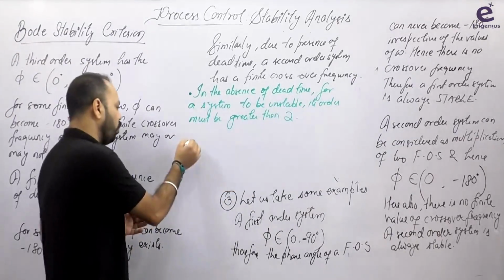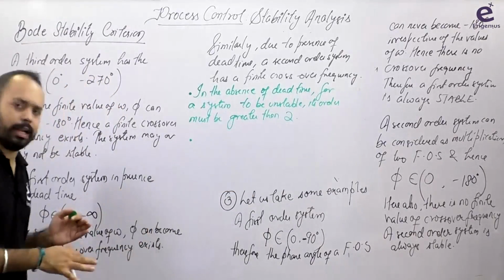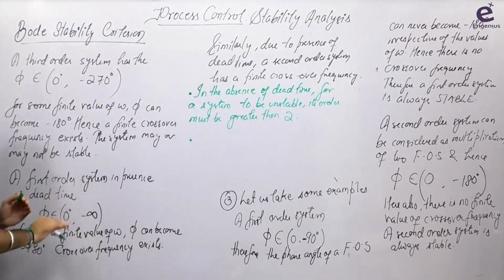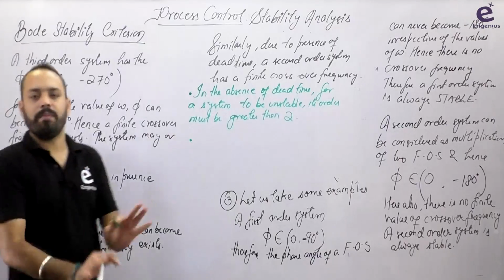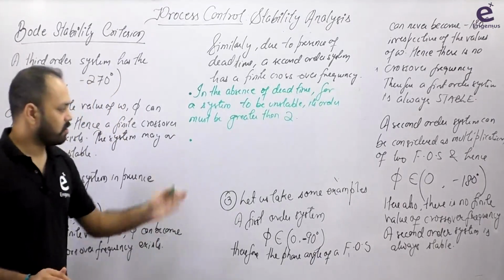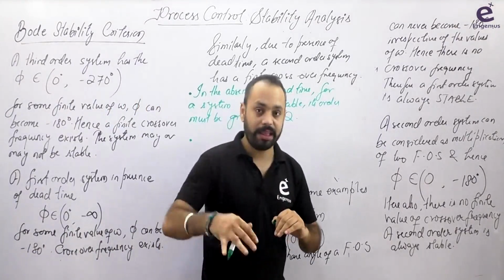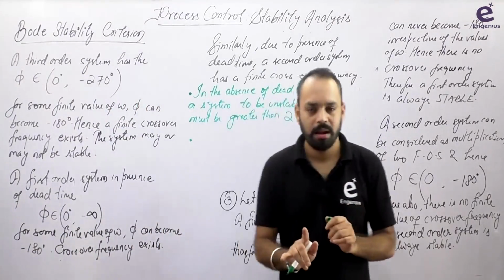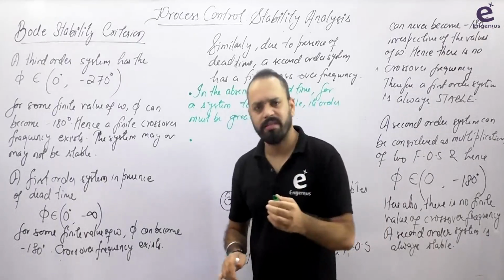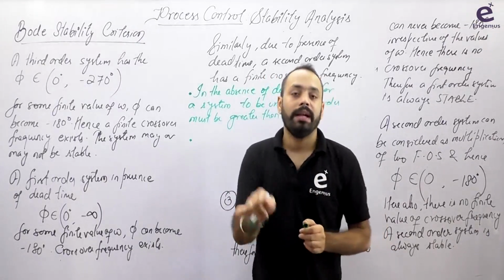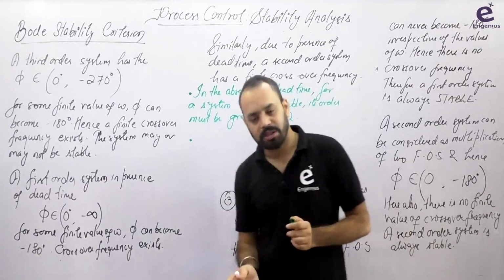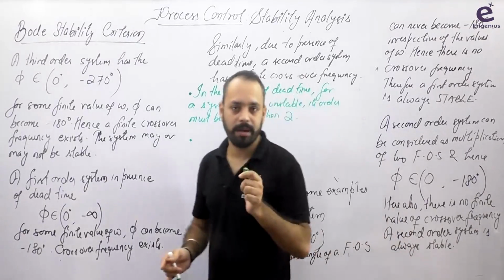I can also write one more thing you have seen: in the presence of dead time, even those systems which were 100% stable may become unstable. A first order system and a second order system were 100% stable, but in the presence of dead time, even they may become unstable. Not always. Many times students say, sir, dead time hai to unstable ho gaya. No, if dead time is there, they may become unstable. You have to check by applying the Bode stability criteria.